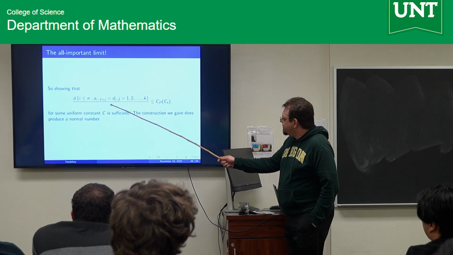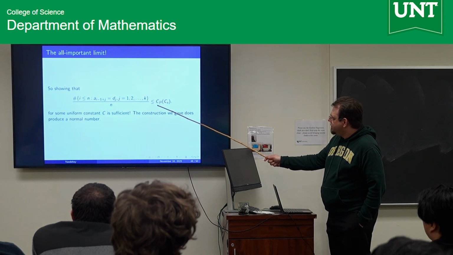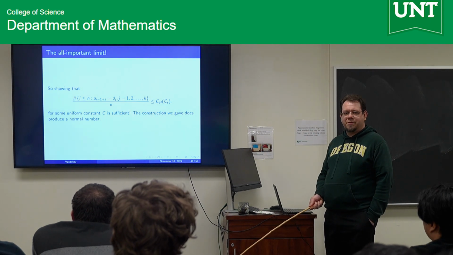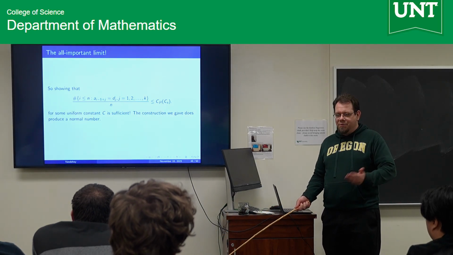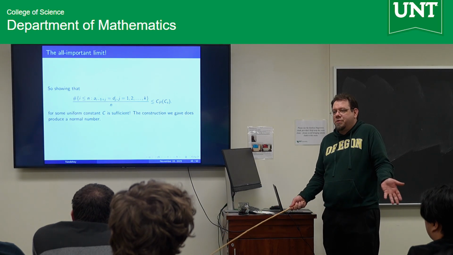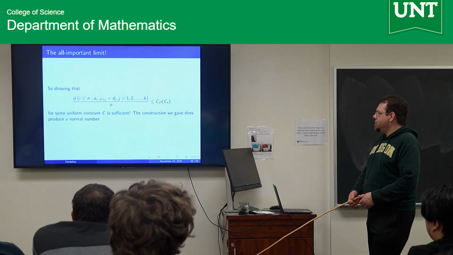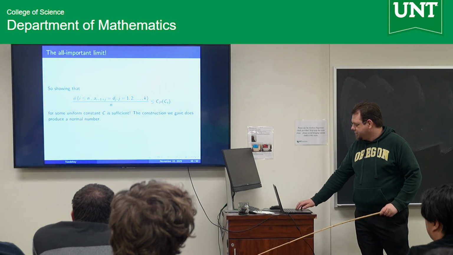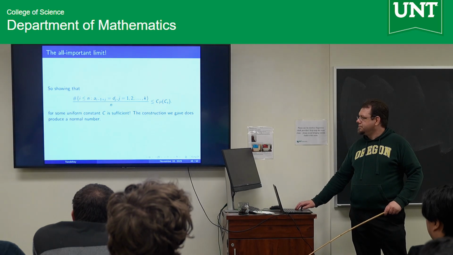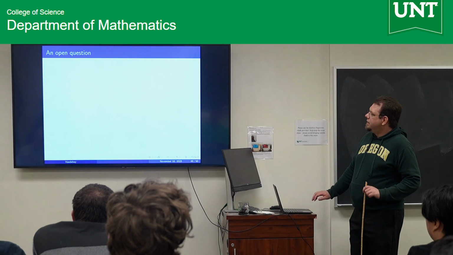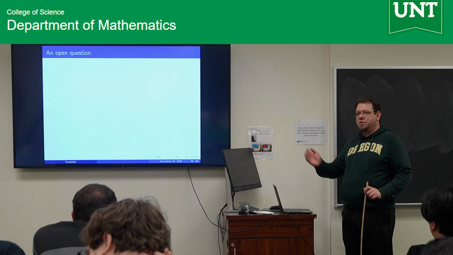So we showed that we got within a uniform constant of the thing we wanted. Piatowski-Shapiro then says, you actually have to be normal. There's no other option. You were too close. So our construction that we gave before does actually provide a normal number.